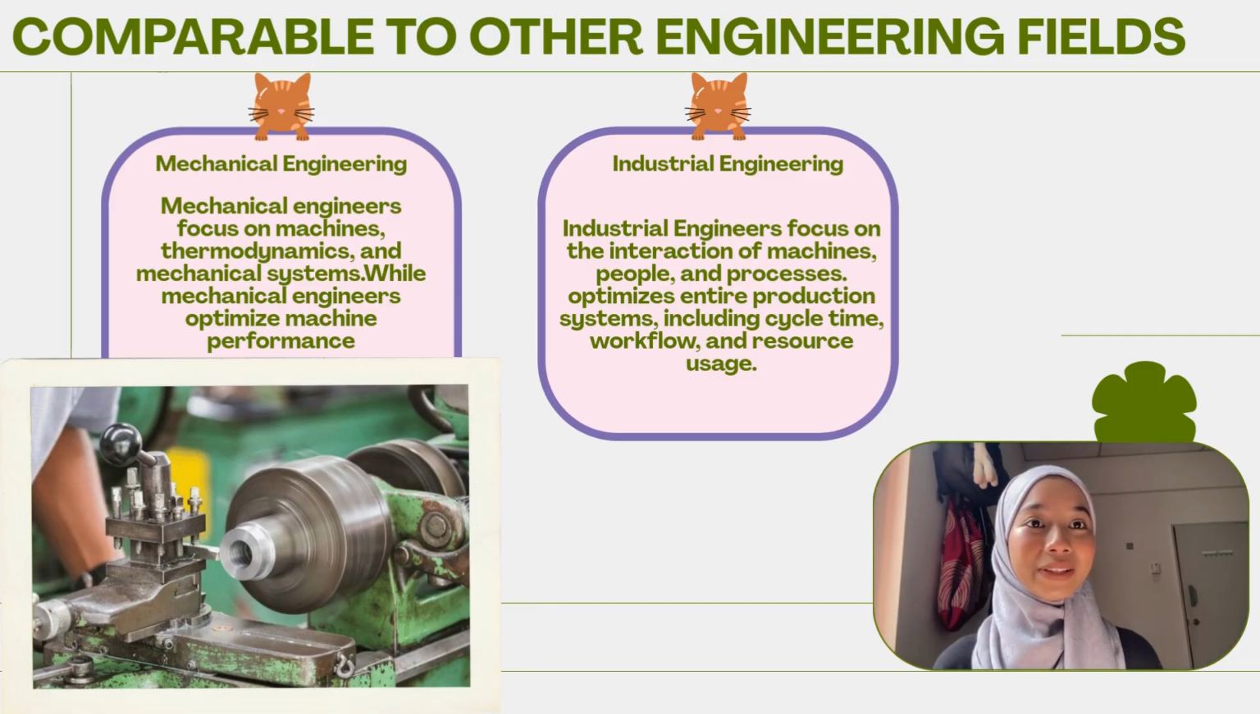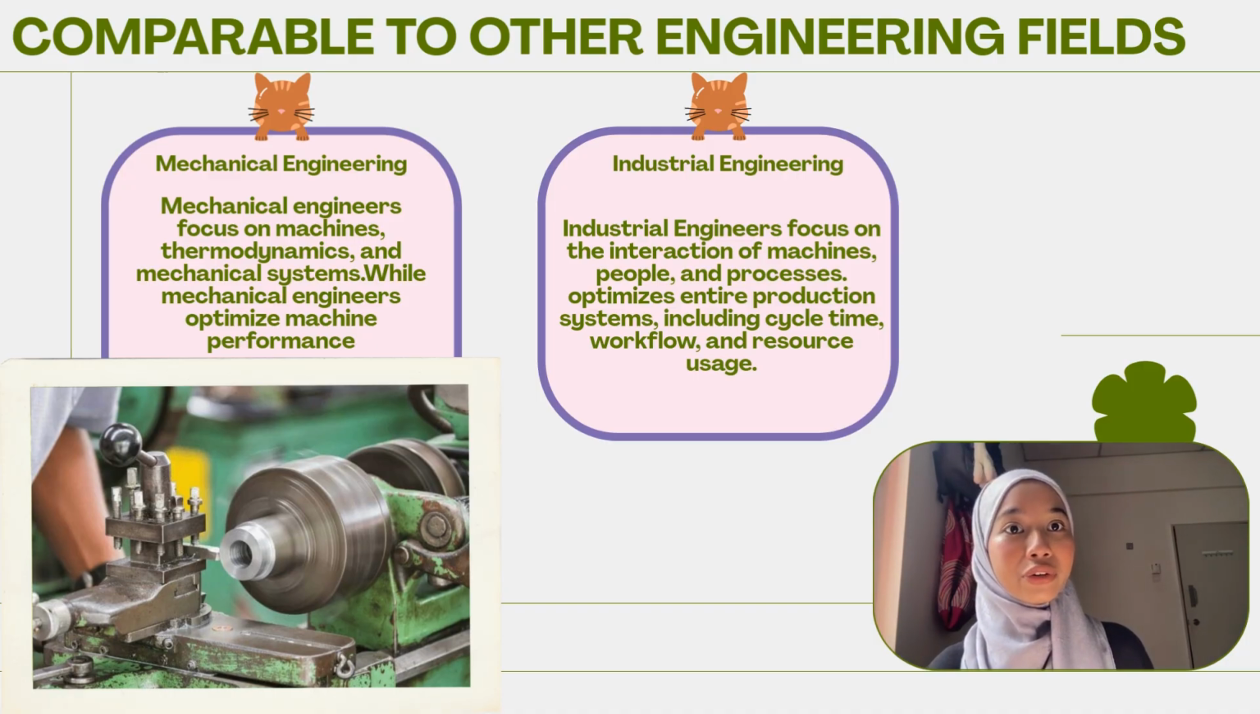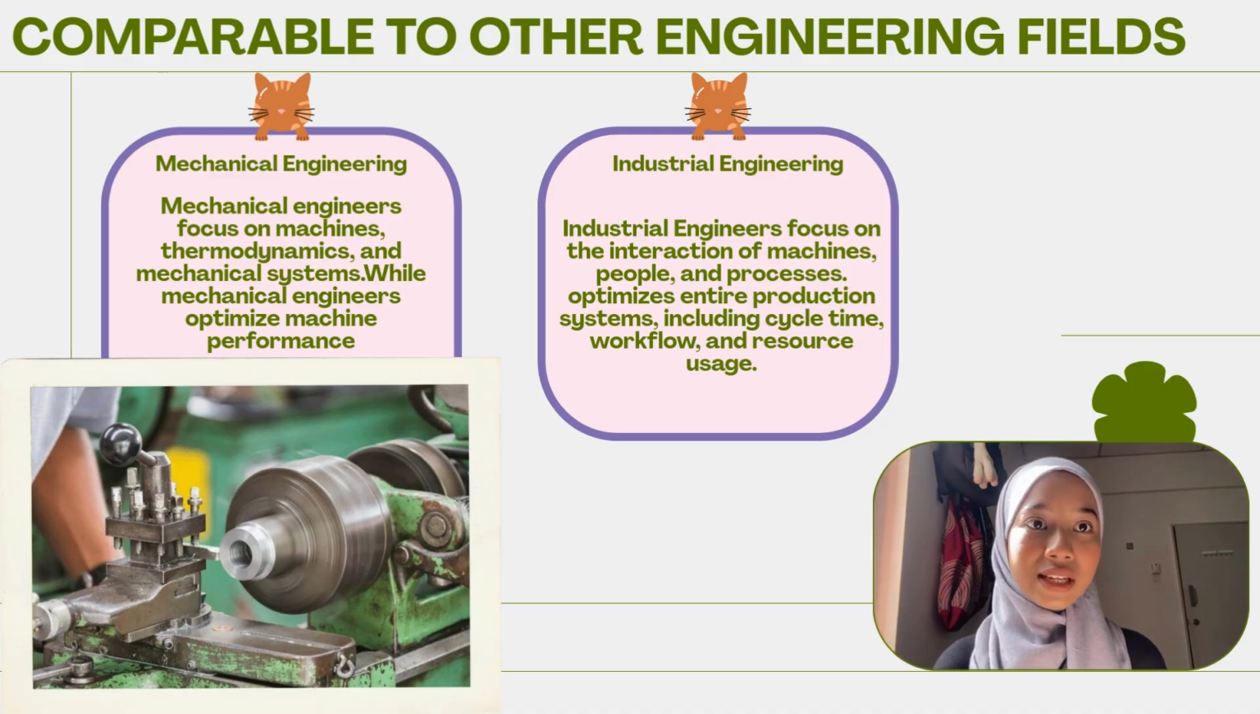Compared to mechanical engineering, mechanical engineering focuses on machines, thermodynamics and mechanical systems, while mechanical engineers optimize machine performance. For example, in mechanical engineering you have lathe machines and CNC machines. Industrial engineering focuses on the interaction of machines, people and processes, and optimizes the entire production system including cycle time, workflow and resource usage.